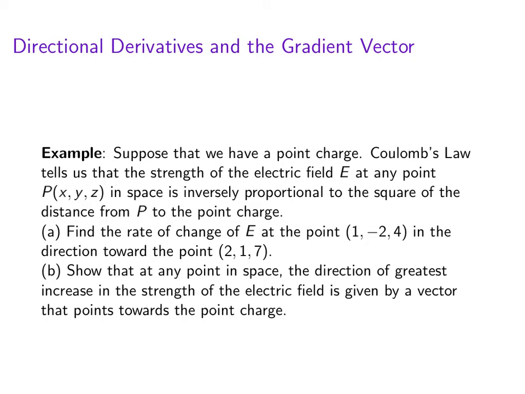Let's ask two questions here. First, what is the rate of change of the strength of the electric field at the point (1, -2, 4) in the direction towards the point (2, 1, 7)? And then part B, which is a more generic question, which is to show that at any point in space, the direction of greatest increase in the strength of the electric field is given by a vector that points towards the point charge. Essentially, that means wherever you are, if you want to increase the strength of the electric field the most, you should go directly towards the point charge.